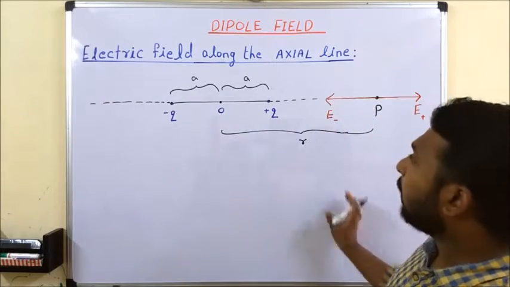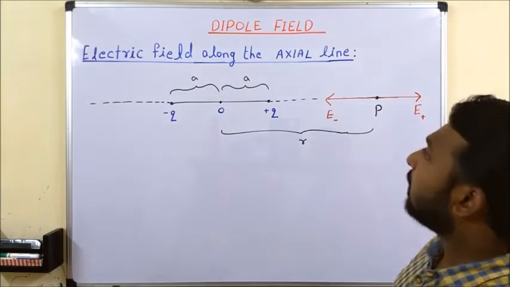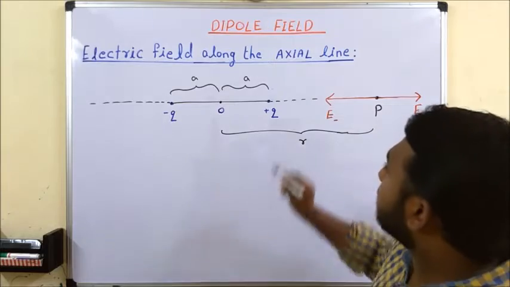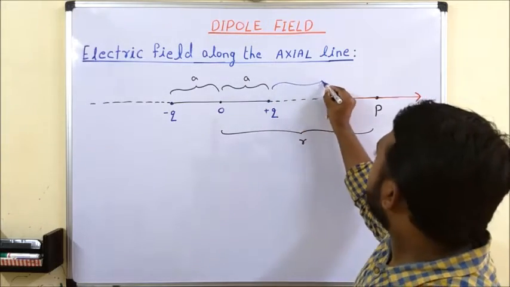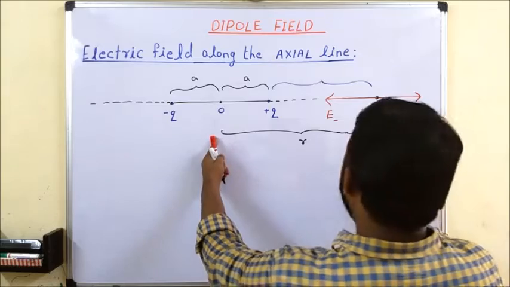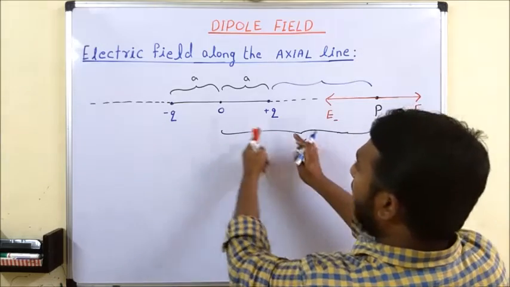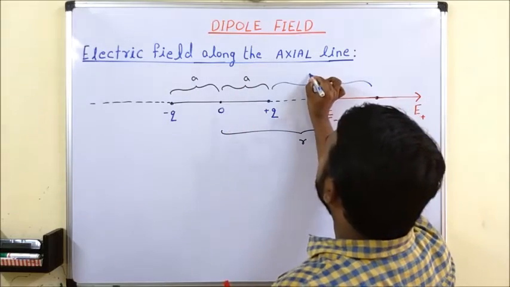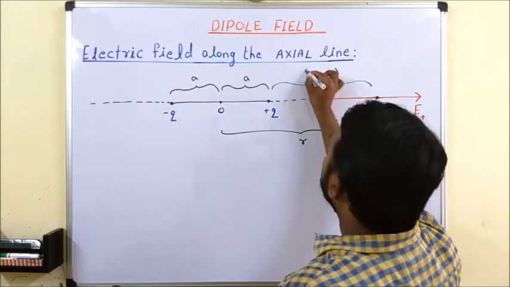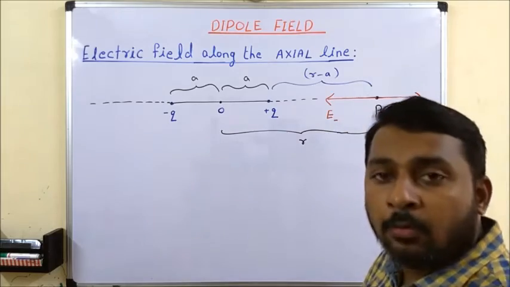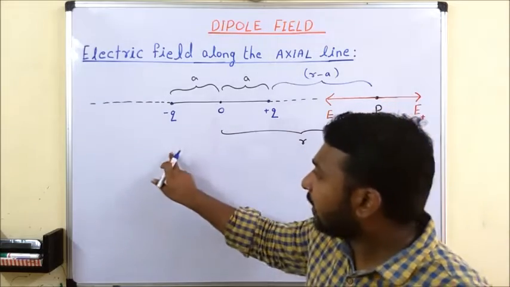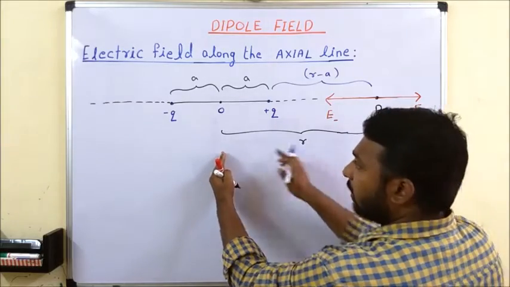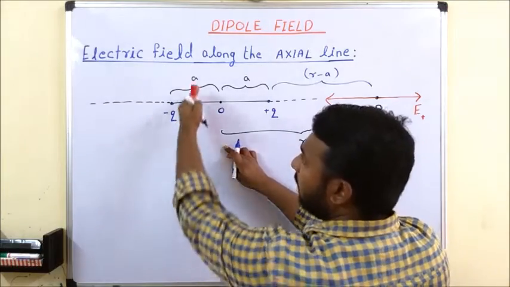So look at this diagram. What is the distance between plus Q and P? That distance is from here, this distance. See, from center to P it is R, and from center to plus Q it is A. So this distance will be R minus A. In the same way, what will be the distance between minus Q and P? From P to center it is R, and from center to minus Q it is A.